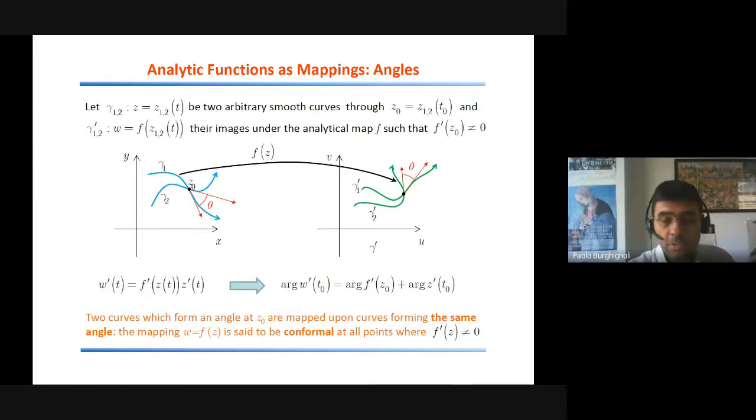So, for example, if you consider in the complex plane x and y horizontal curves that intersect vertical curves, so horizontal straight lines that intersect vertical straight lines, these sets of curves have their mutual intersections forming angles equal to pi over 2. They will be mapped in the w plane, in general, not to straight lines but to curves. However, the mutual angles between the tangents of those image curves will again be pi over 2.